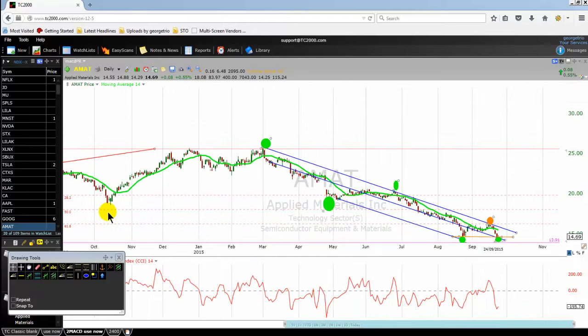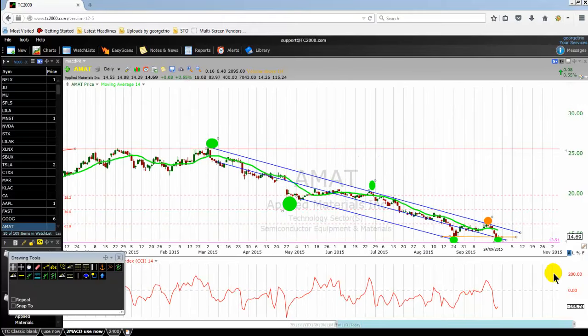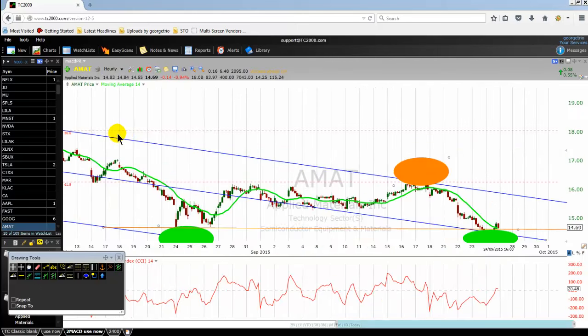All right, so you see now? We are in a declining channel, but we are oversold. We need to be careful, okay? Now, talking about the signal, we go to the hourly chart.